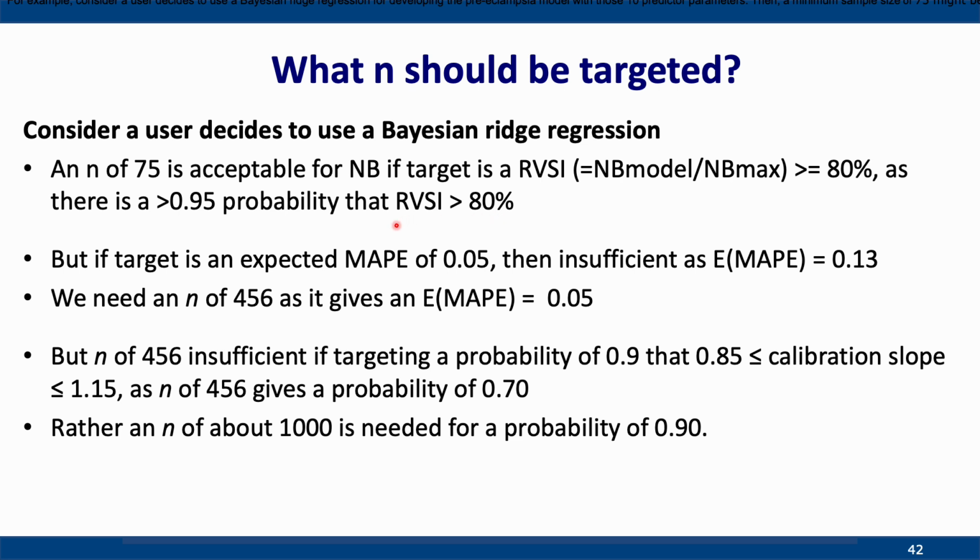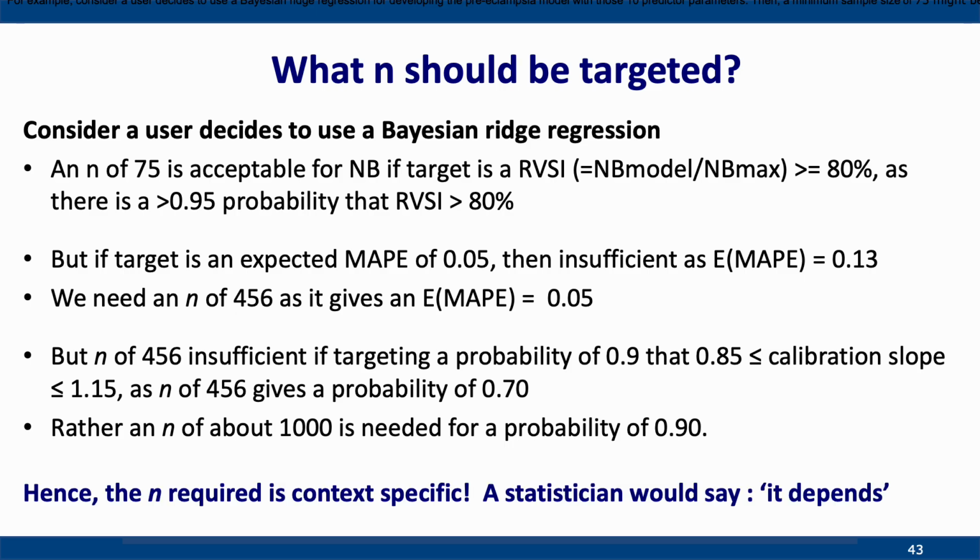But of course, if you're moving away from the net benefit and you're looking at other metrics like the calibration slope, then it could be that you haven't got enough with a sample size of 75, as I've mentioned in previous slides. Equally, a sample size of 456 is insufficient if you target a probability of 0.9 that the calibration slope is between 0.85 and 1.15, because with this Bayesian ridge regression approach with a sample size of 456, the simulation shows that only gives a probability of 0.7 of achieving that criterion. Rather, you would need to increase the sample size to about 1,000 to get a probability of 0.9 that the calibration slope is between 0.85 and 1.15.